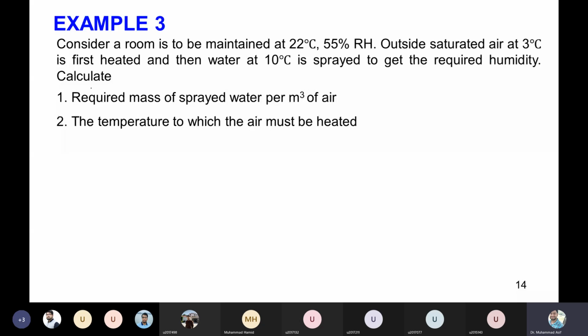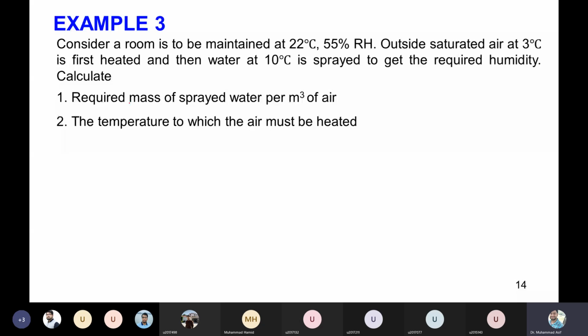For this process, calculate the required mass of the sprayed water per cubic meter of the air. So you need to calculate the mass of the sprayed water per cubic meter of the air, and also the temperature to which the air must be heated.